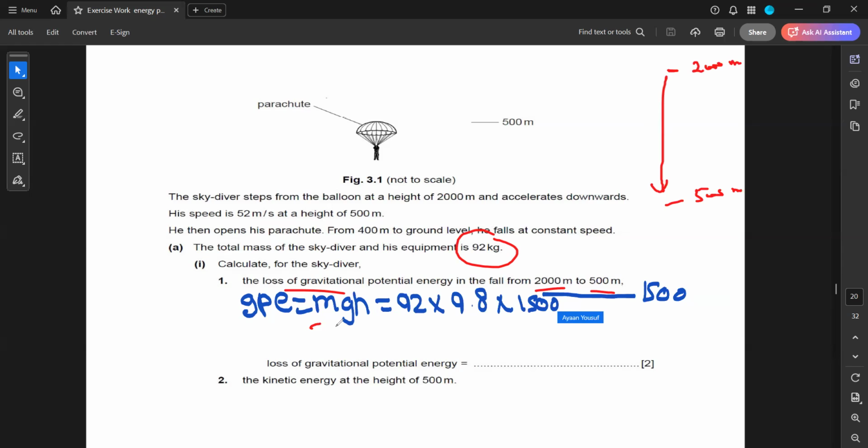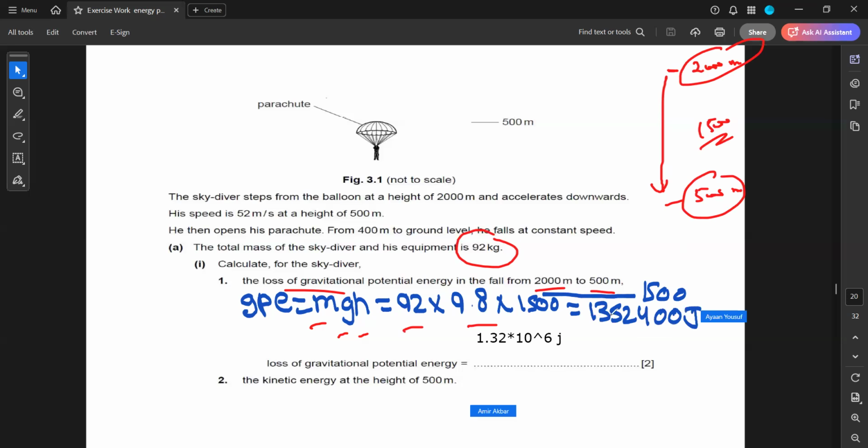Potential energy is mass times gravity times height. The mass is 92, the gravity is 9.8. And what about the height? The change in the height we will take, because it started from 2000 and at 500 meters he reached. So how much does the height change? It's 1500 meters. So this will be the energy, the loss in the gravitational potential energy.